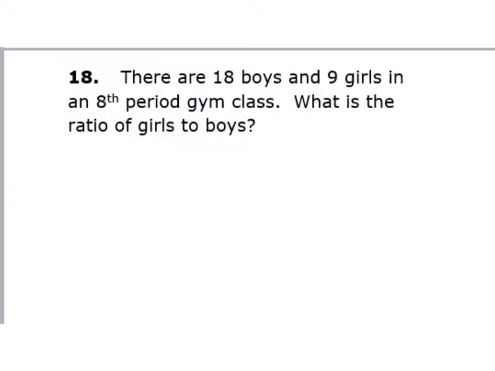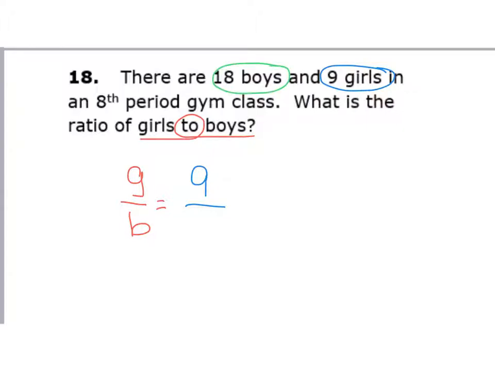Number 18. There are 18 boys and 9 girls in an 8th period gym class. What is the ratio of girls to boys? Remember, it's very important to look at what they want. They want girls to boys. So girls are going to be in the numerator. I can see there are 9 girls, and then on the bottom I want boys, and there are 18 boys. So 9 over 18 reduces to 1/2.